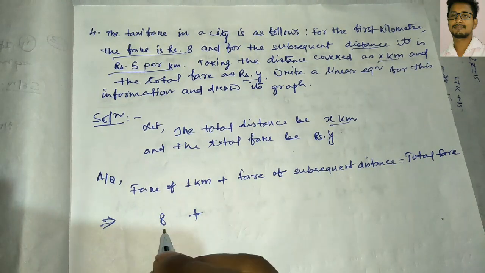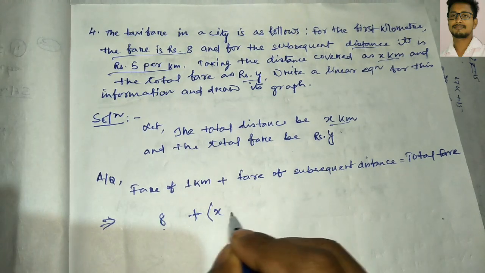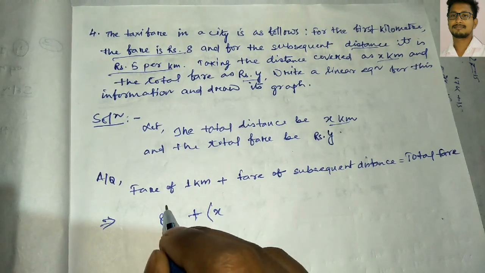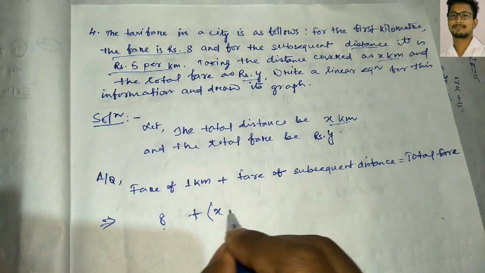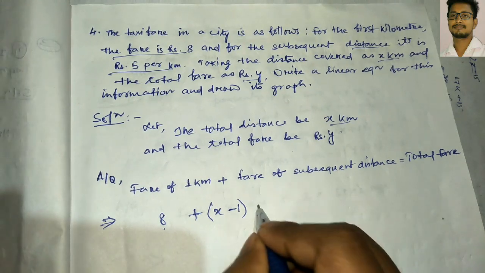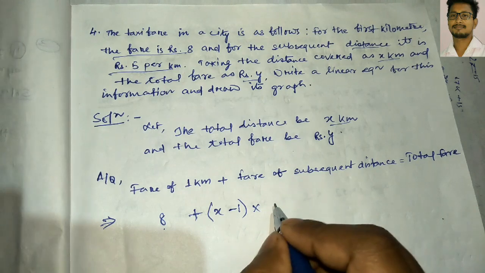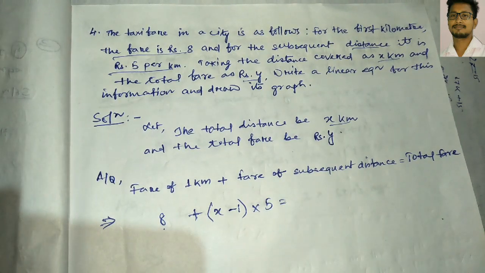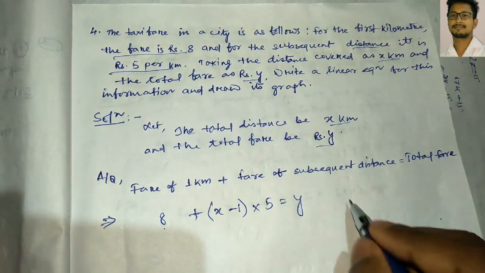Subsequent means what? This is for the first kilometer, then how much remains here? Total kilometers there, it was x. From there the first kilometer is subtracted, because we have already paid. Clear? So minus 1, because we have already paid for the first kilometer, so we have to subtract, then into. For the remaining kilometers we have to pay per kilometer how much? 5 rupees. So when we add all these rupees, you will get the total fare. How much is the total fare given here? y. So we got the equation.